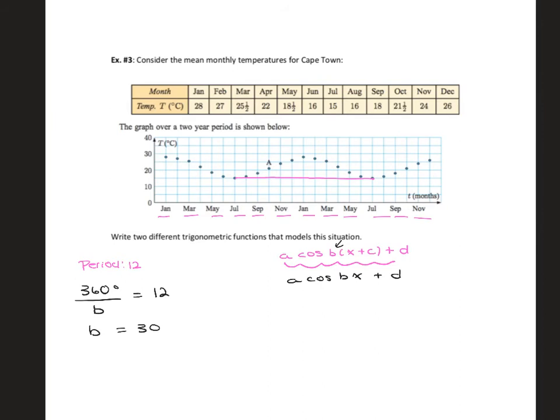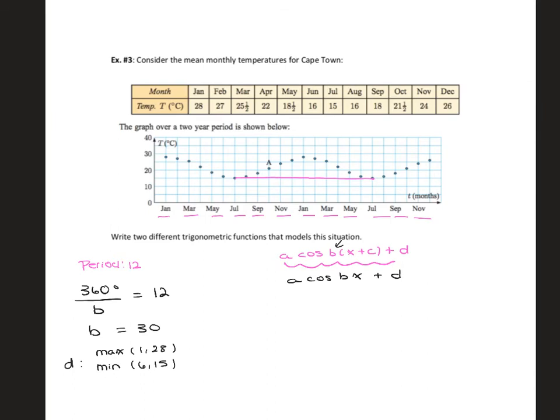Okay, let's move along to our D value. So our principal axis in this case. So let's identify a maximum point and a minimum point on the graph. Go ahead and pause the video and identify your maximum point and your minimum point. All right, so here, your maximum point is 28, and your minimum point is 15. And you can very easily identify that on the table that you're given.